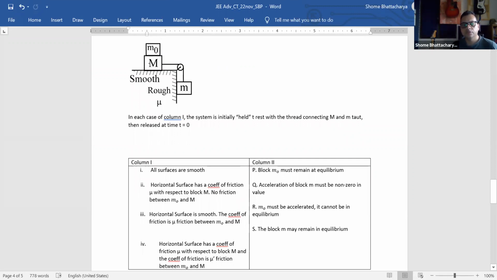Right. So it should be good now. So with one, we were getting what? We were getting P has to be in equilibrium. This one has to accelerate. R and S were not correct. Okay. Now let's come to the second one.